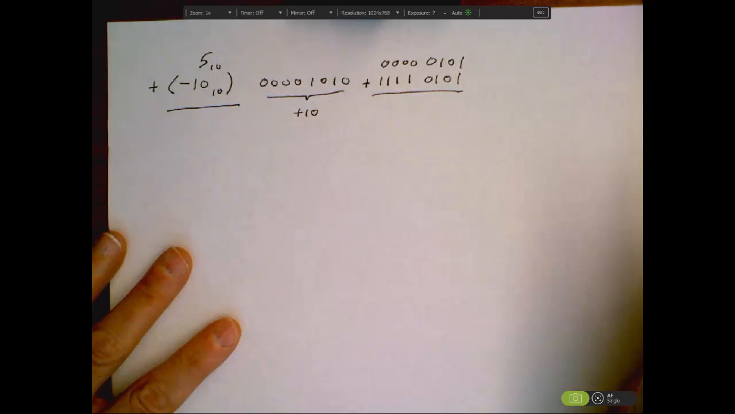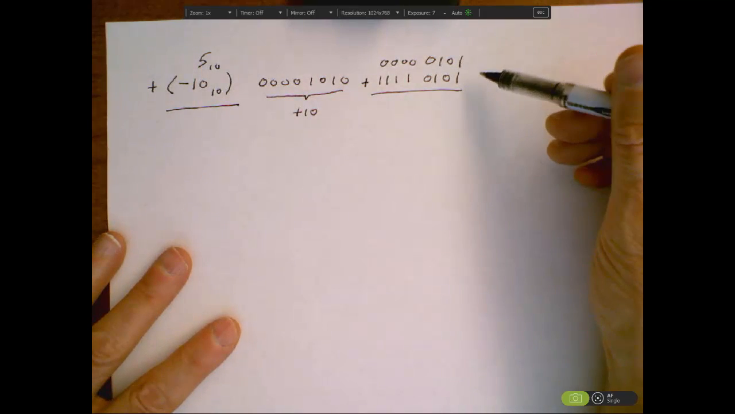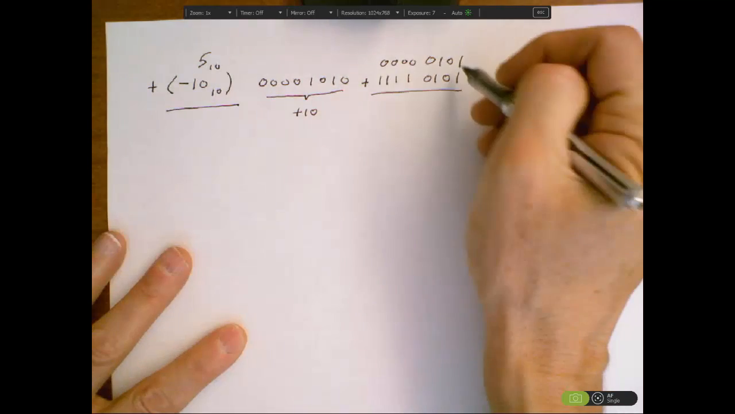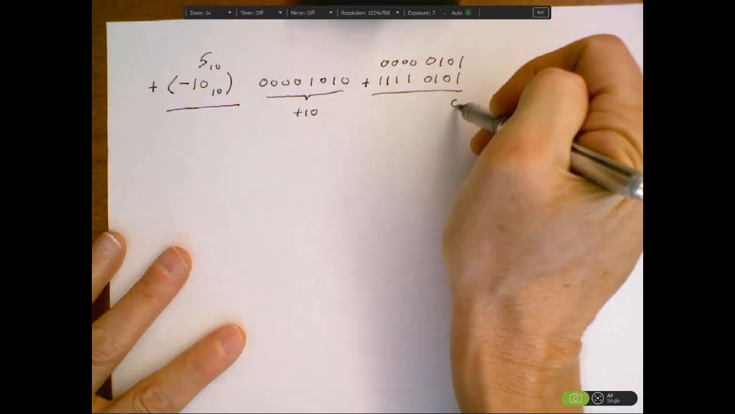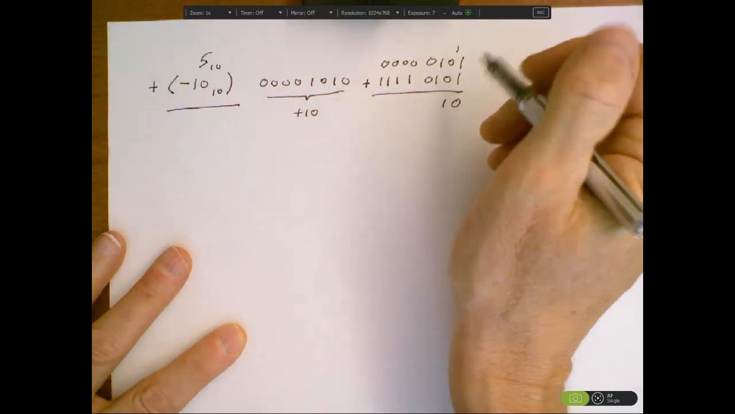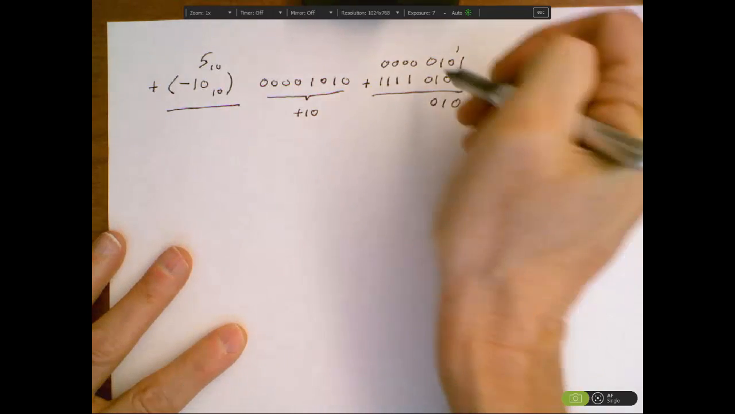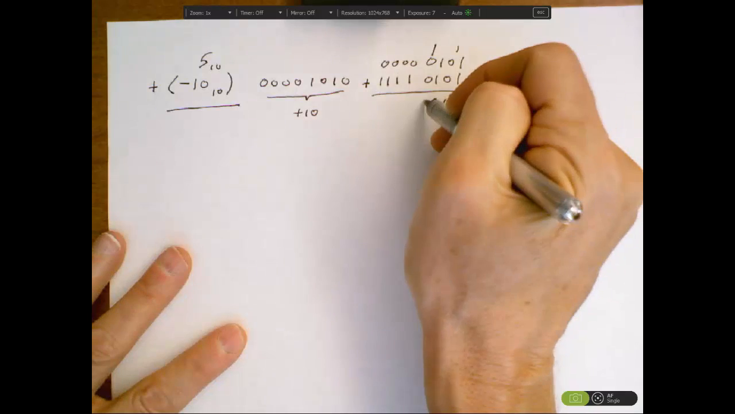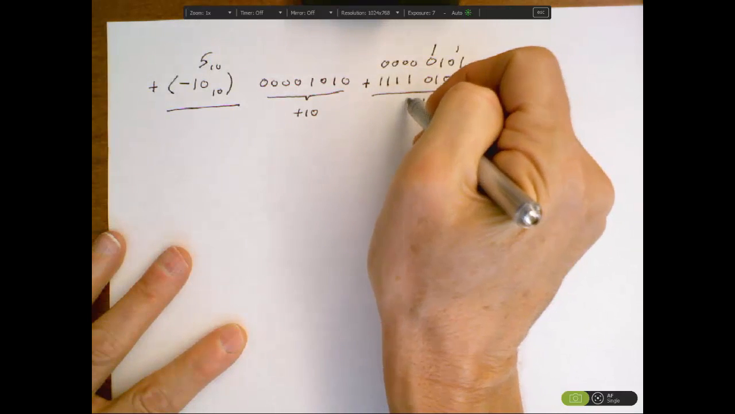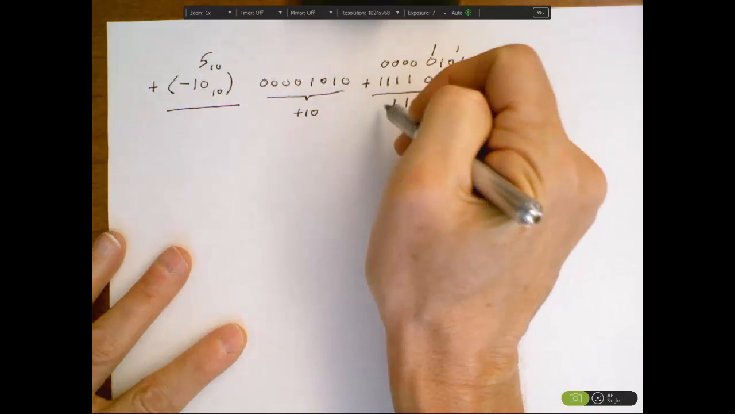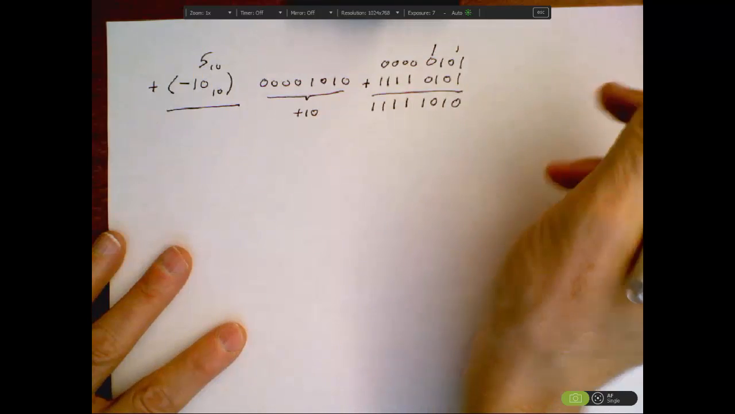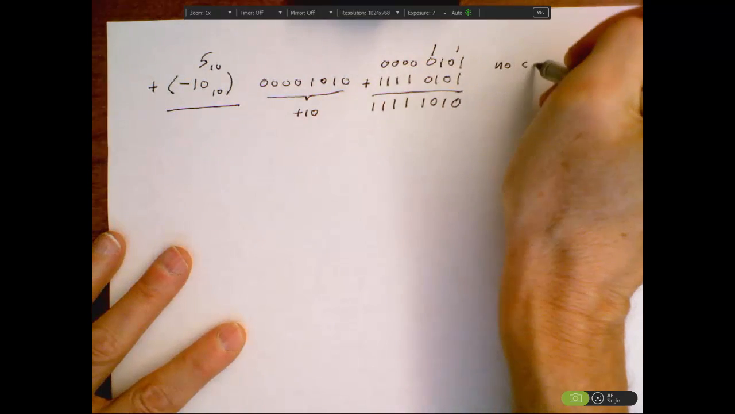Okay, so top number is positive 5, bottom number is negative 10. Now I add these together. 1 and 1 is 0, carry the 1. So that's 1, 0, 0 is 1, 1, 1 is 0, carry the 1. 1, 0, 0 is a 1. And now I'm going to get 0, 1 is 1, 0, 1 is 1, 0, 1 is 1, 0, 1 is 1. Note, no carry.